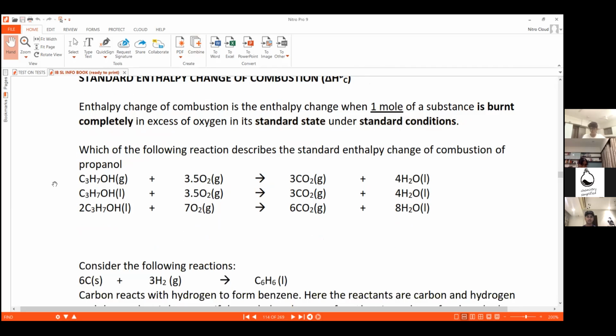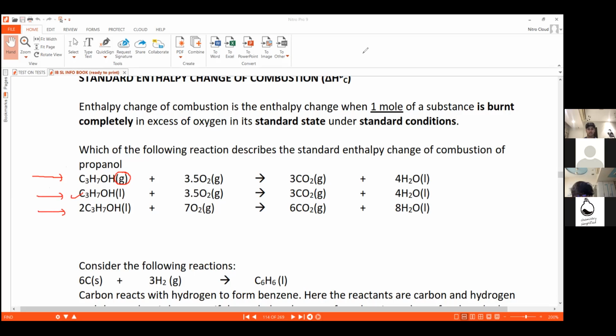Out of these 3 reactions, which reaction can I reject for the enthalpy change of combustion of propanol? The first reaction, what do you think? Is that correct according to the enthalpy change of combustion definition? No, propanol is a liquid. Second one? Third one, what is the problem? It's 2 moles. So I need to divide the equation by 2.